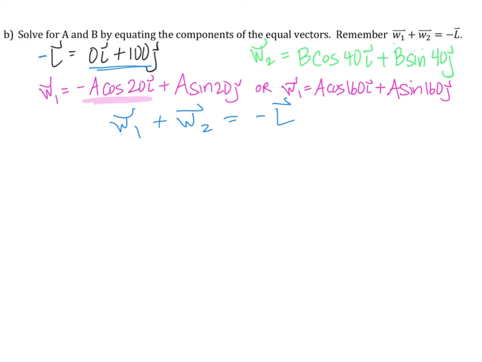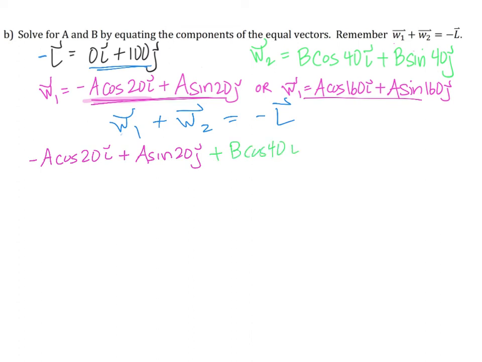So now we just have to add them together, right? So if I add negative A, again, you can use this one or you can use this one. I'm going to add all this up: negative A cosine of 20 I plus A sine of 20 J, plus B cosine of 40 I plus B sine of 40 J must equal 0 I plus 100 J. Well, what can we do? Hopefully you're saying if we put the I components together, it needs to equal 0. And if we put the J components together, then it needs to equal 100.